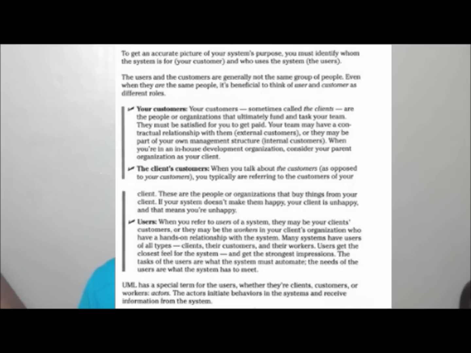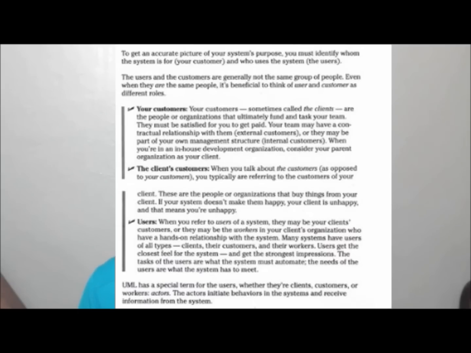Now, you of course need to talk to your users too, and those are the people who use the system, typically the workers, as it says here. They are going to have the best information about how things get done, what needs to get done with the new system, what was working before, what wasn't working. They're also typically the ones most ingrained in their habits. And sometimes you need to break users of their habits or free them up from the constraints of their habits. As it says down at the bottom here, UML has a special term for users, and they are called actors. So there you go. We talked about actors, and those are the people who are going to use the system.